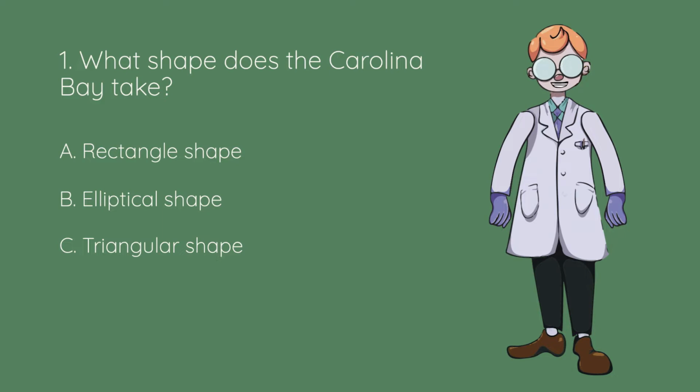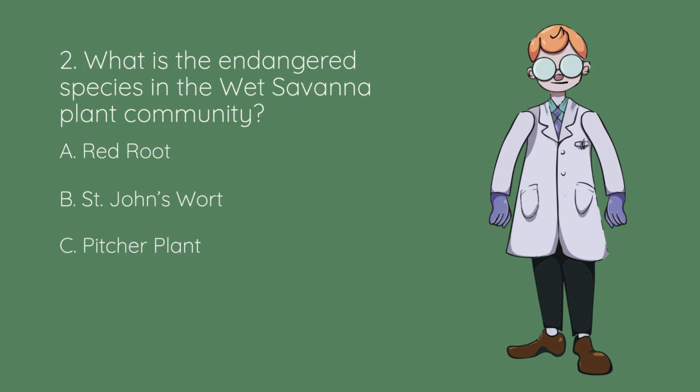1. What shape does the Carolina Bay take? A. Rectangle shape, B. Elliptical shape, or C. Triangular shape? The answer is B. Elliptical shape. 2. What are the endangered species in the Wet Savanna plant community? A. Redroot, B. St. John's wort, or C. Pitcher plant? The answer is C.